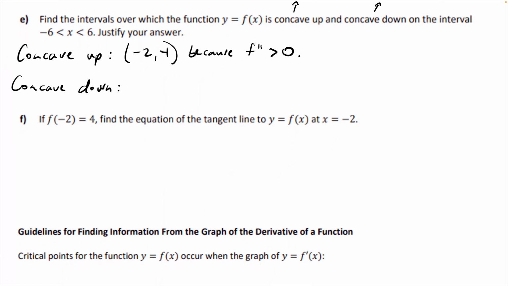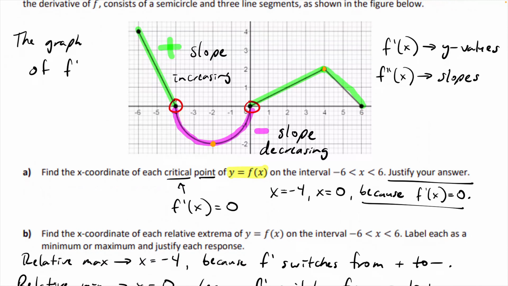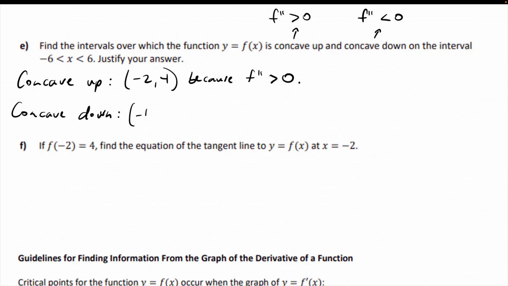Where is it concave down? -6 to -2 and then 4 to 6. Before -2, after +4, right? Negative slope there, negative slope there. From -6 to -2, and from 4 to 6. This one is because f double prime is negative.